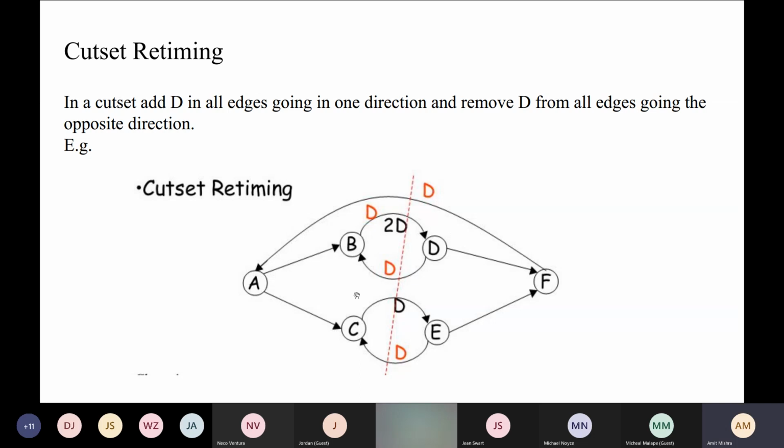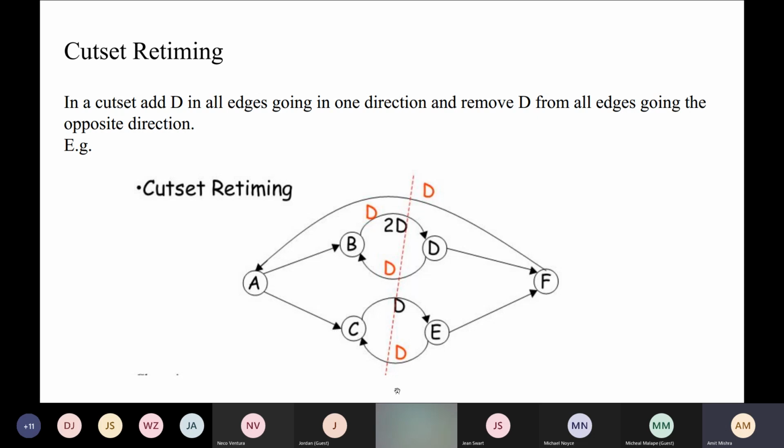So in this small example, the red line shows one cut set, and the black delays show the delays before retiming. In this particular case, all the rightward going edges, one had 2 delays, another one had 1 delay. If you decide to subtract 1 delay from all the right going edges, then the 2D becomes 1D, and the one where there is 1D, it becomes 0. Whereas all the leftward going edges can now get 1 extra delay each of them.